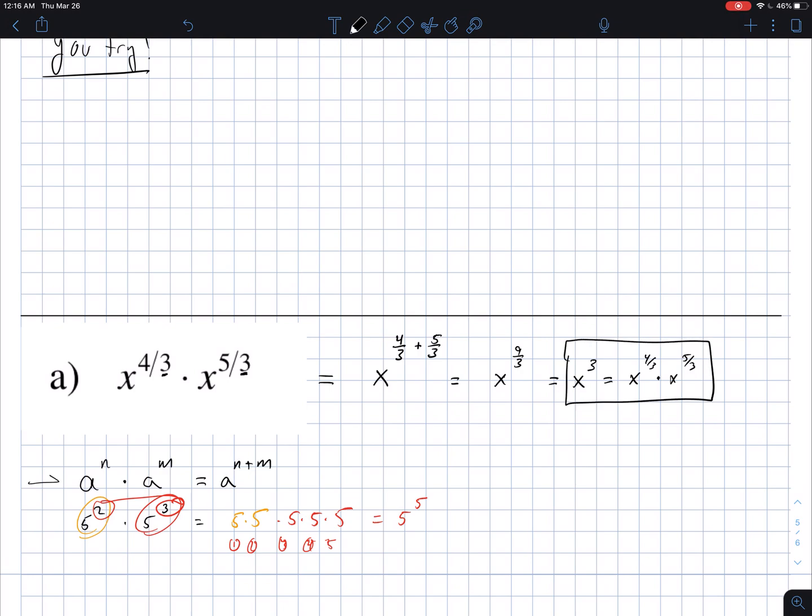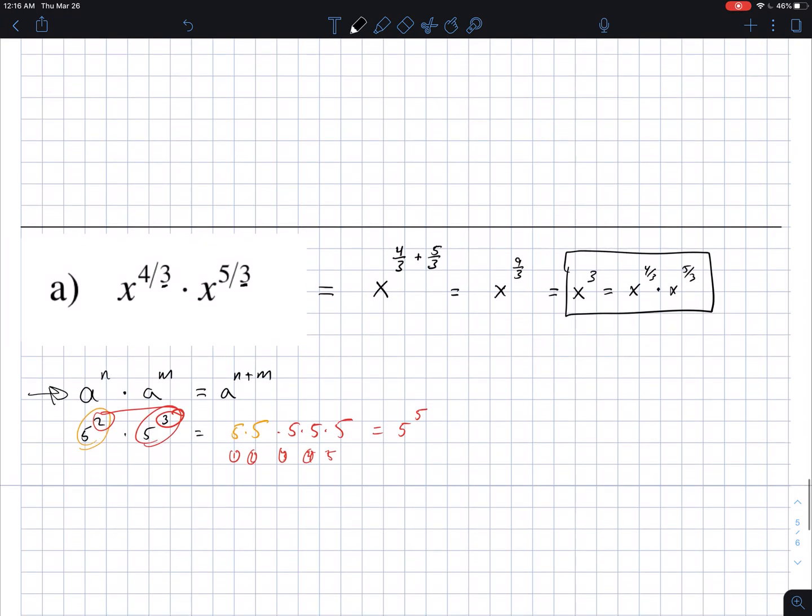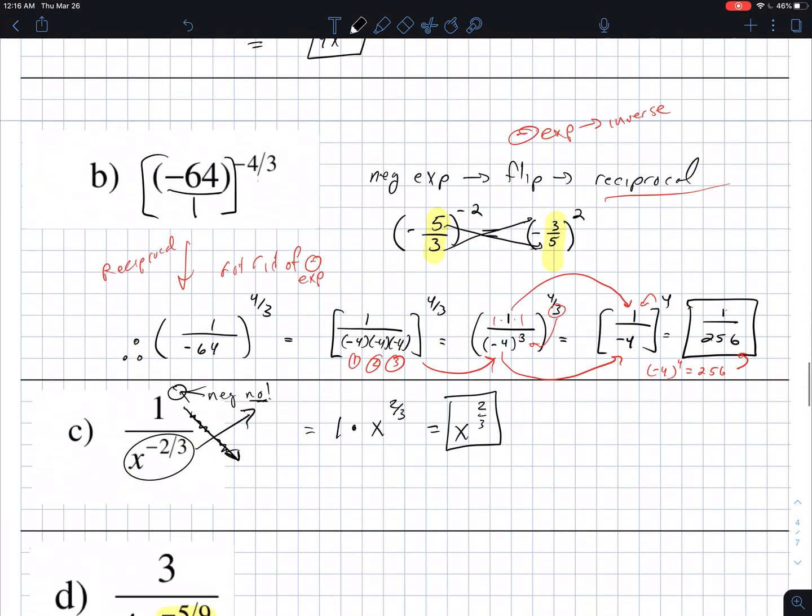So it's all based on the rules we learned previously a while back, okay? So hopefully it'll all start coming back to you, okay? All right.